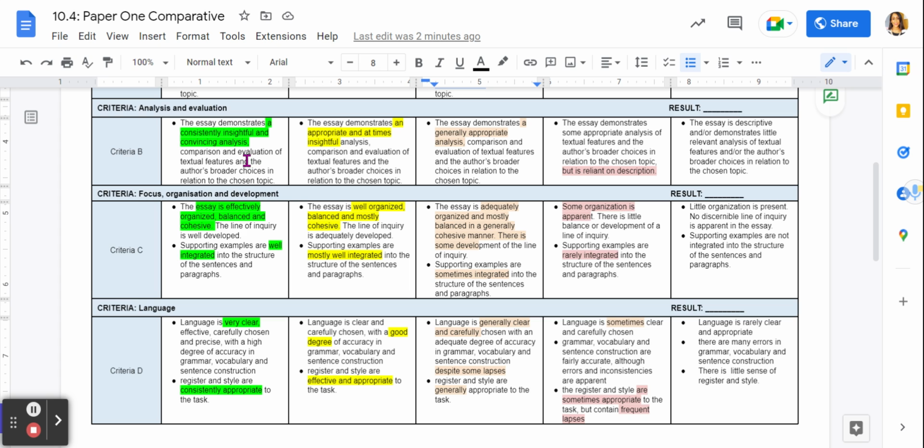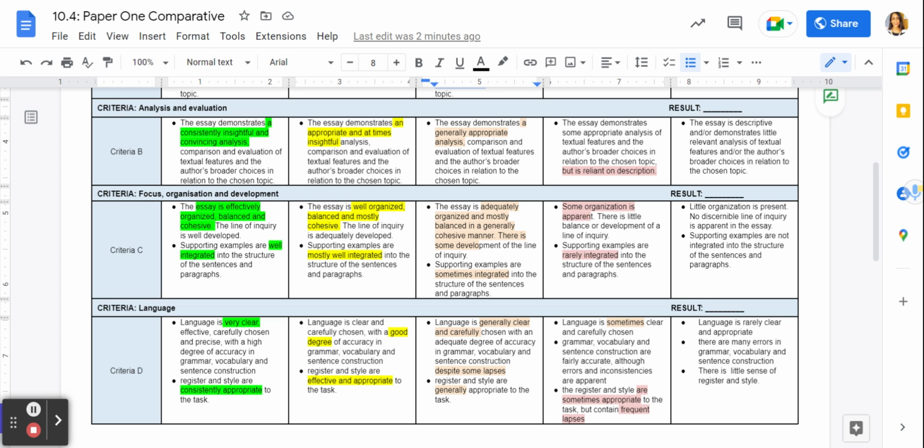Okay, you'll notice that it says evaluation of textual features and the author's broader choices. So what we're talking about there in your language is, have you evaluated why the author has used symbolism, why the author has used a euphemism, why the author has used perhaps consonants? Okay, you need to always be saying what's the effect.